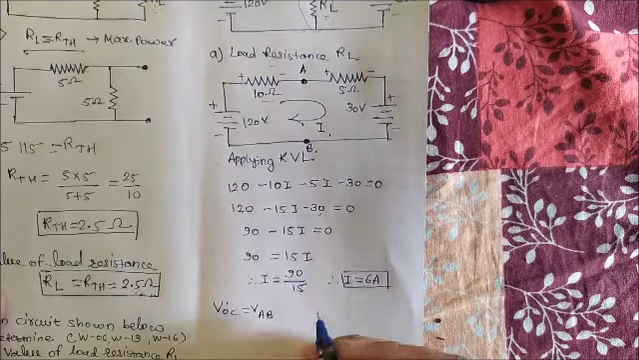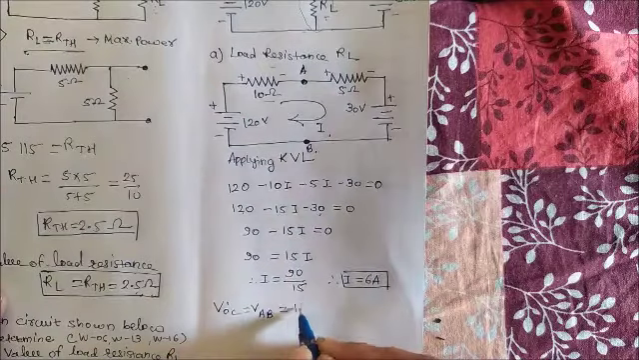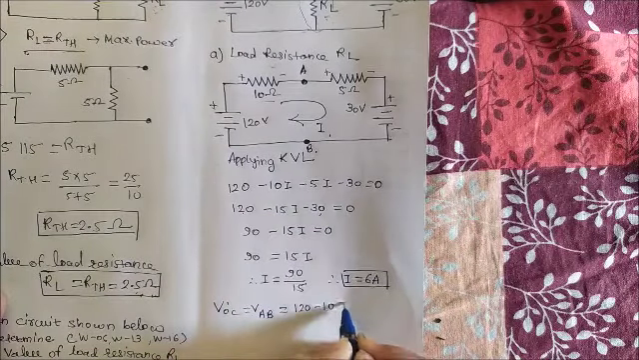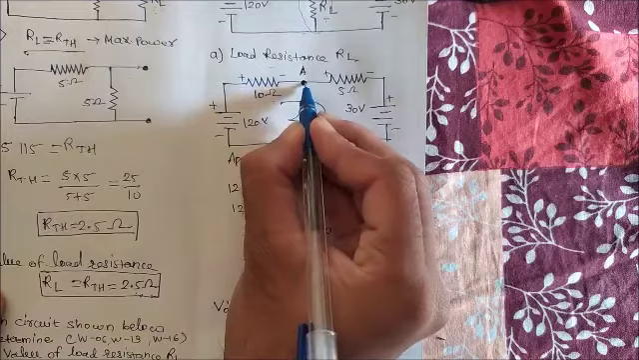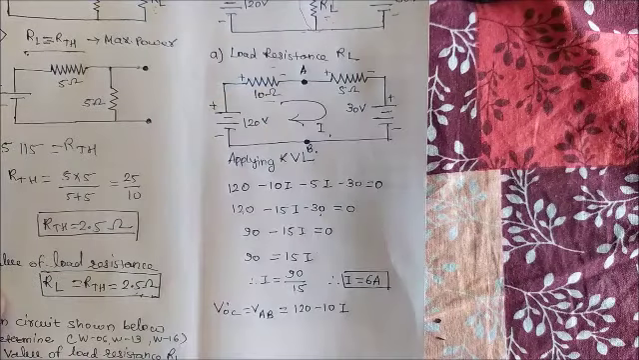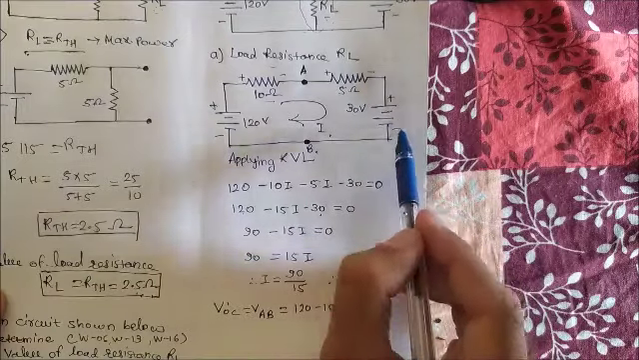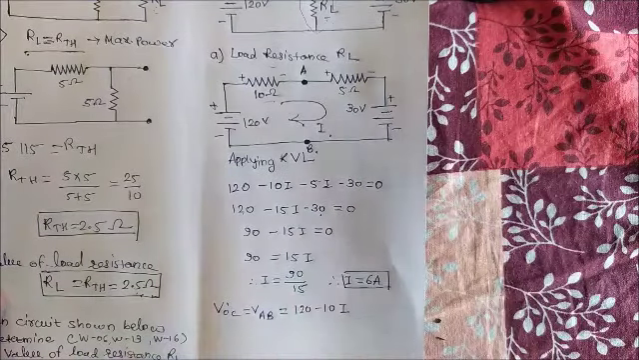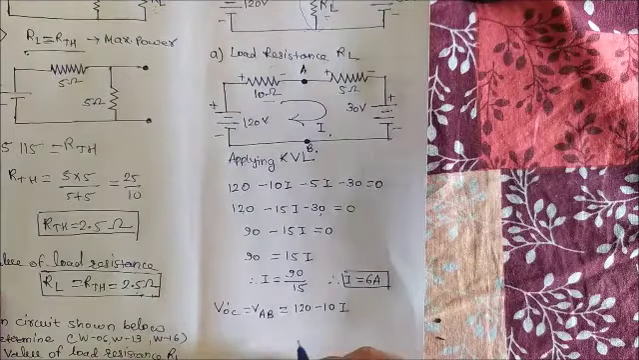We will use the equation to calculate the voltage at this point as 120 minus 10I. See here, 120 minus 10I, this will be the one point here. You can also use 30 minus 5I, or 120 minus 10I. I am using 120 minus 10I.